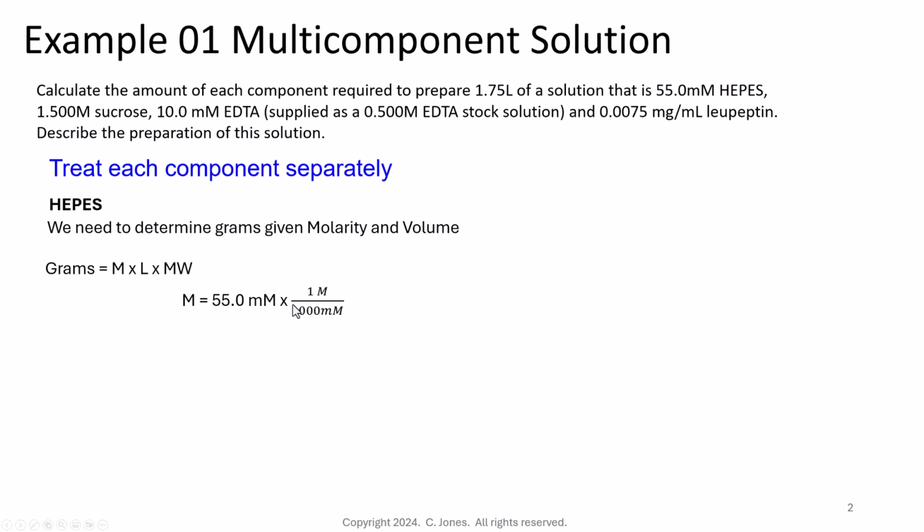So we're just going to do a quick conversion here. 55 millimolar times 1 molar per 1,000 millimolar gives us 0.0550 molar, right? The volume, when we calculate the number of grams from a molarity value, has to be in liters, and in this problem the volume was in fact provided in units of liters, so no conversion is necessary. It already was given to us in the correct units.